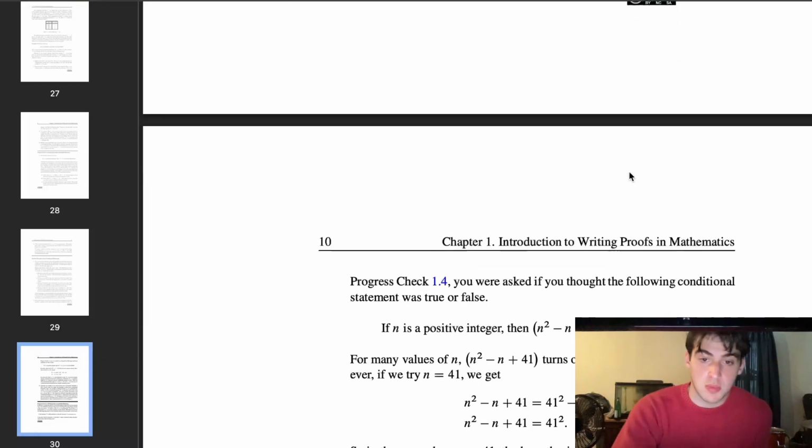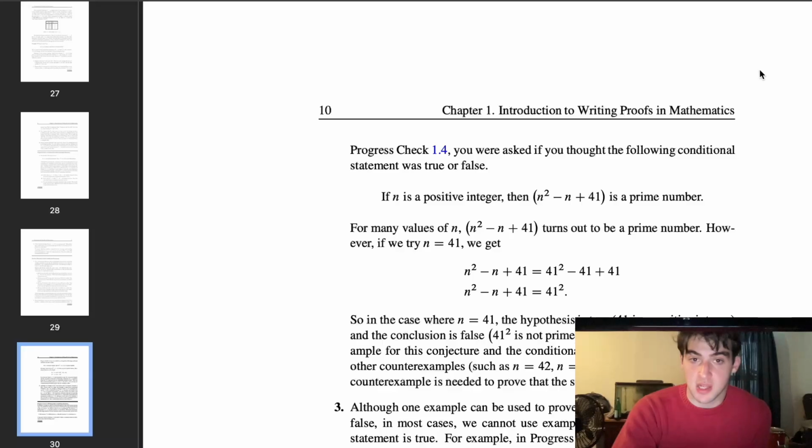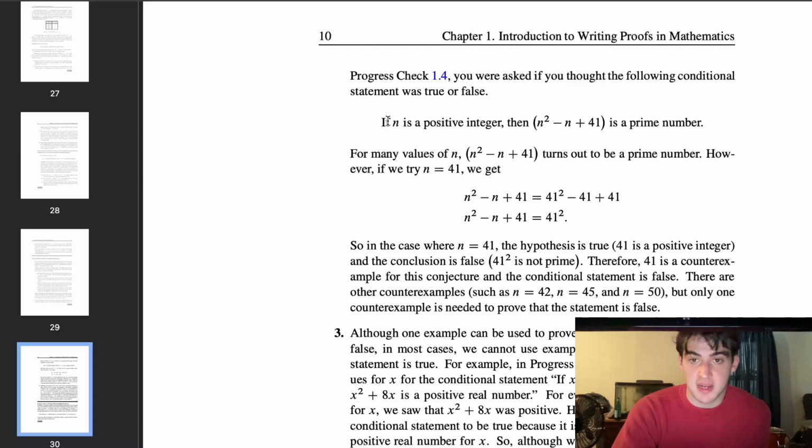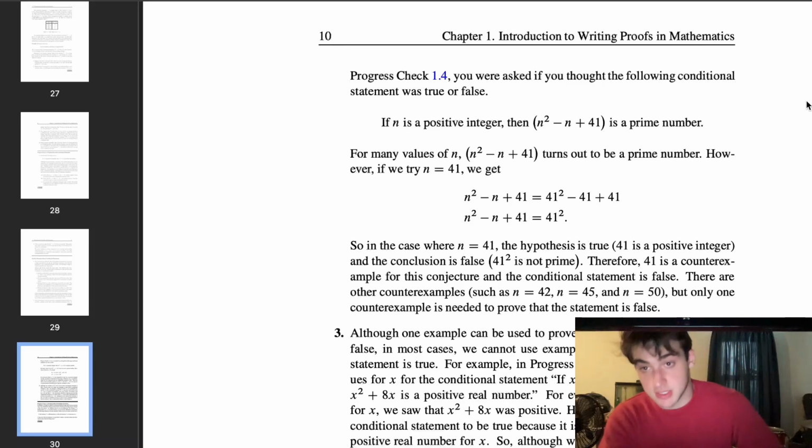In progress check 1.4, you were asked if you thought the following conditional statement was true or false. If n is a positive integer, then n squared minus n plus 41 is a prime number. For many values of n, it does turn out to be a prime number. However, if we try n equals 41, we get 41 squared. Oh, wait.